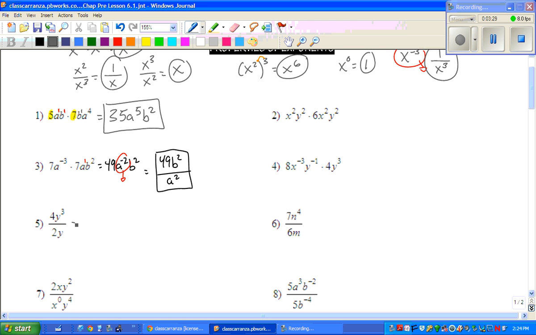Okay, number 5. Can we reduce the fraction? 4 divided by 2? Yeah, 4 divided by 2 is 2. And now who wins, the top or the bottom? The top wins by 2. So is there anything that goes below down here? No. So 2y squared is your answer.